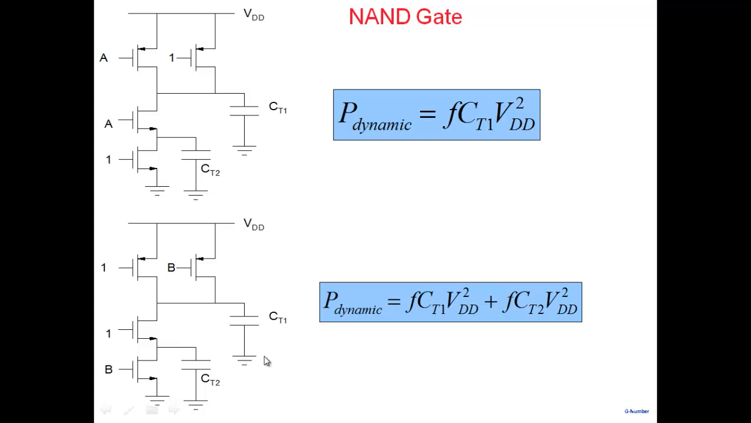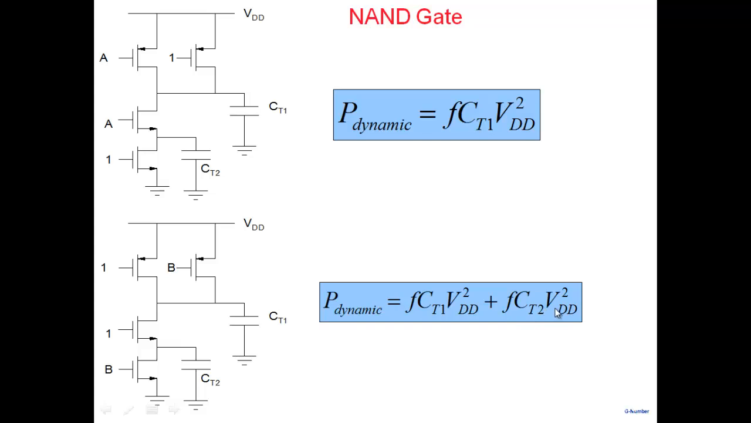On the other hand, when you're switching B, then you have contribution from CT1 F VDD square and then CT2 F VDD square. Note that this particular node does not really switch between VDD and ground. So this is an approximation. This particular node will not be able to reach VDD under normal time scales. It may only reach about VDD minus the threshold voltage. So more accurately, one may write it as VDD minus VTHN square. So that's the power dissipation.